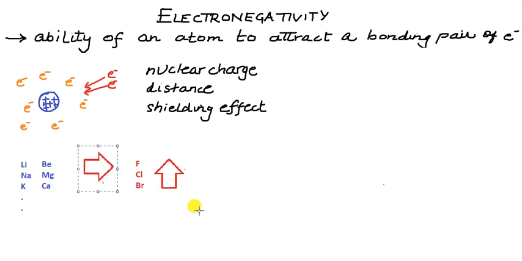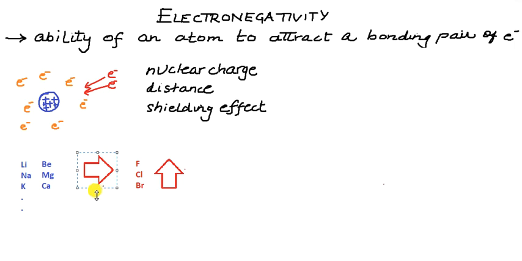Now, if we exclude the noble gases from this equation, we have fluorine as the element on the top right corner of the periodic table, and that happens to be the most electronegative element in the periodic table. And then we have group 1 elements that are the least electronegative elements. Now this has important implications for how bonds will form between elements, and we'll get to that in a bit.